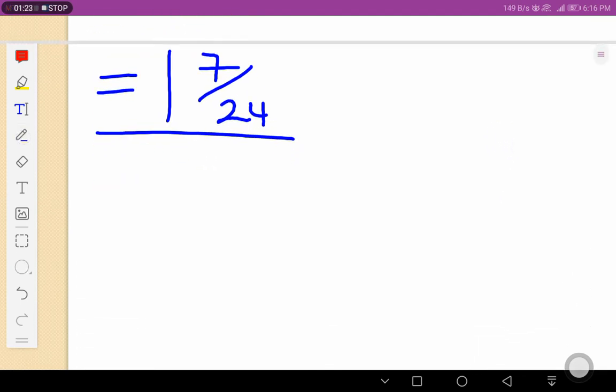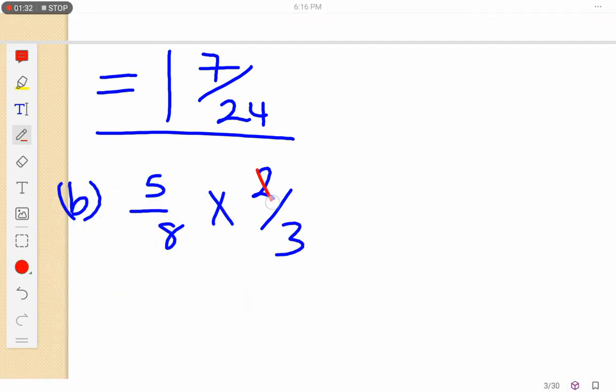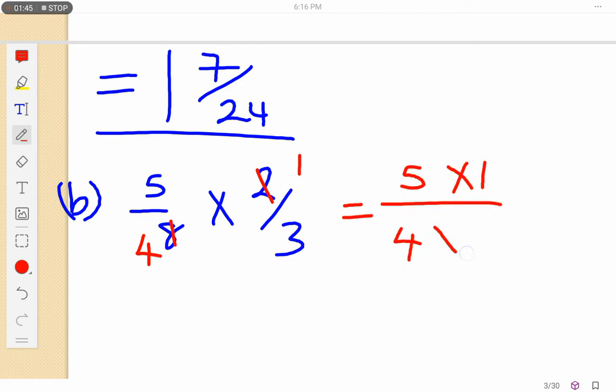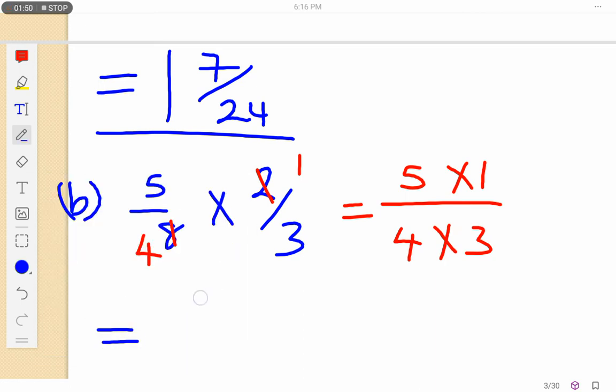Part B of the question was 5 over 8 times 2 over 3. For this one, I can divide 2 into 2, 1, and 2 into 8, it goes 4 times. It's as good as 5 times 1 over 4 times 3. So I will end up having 5 over 12. This is my answer there.